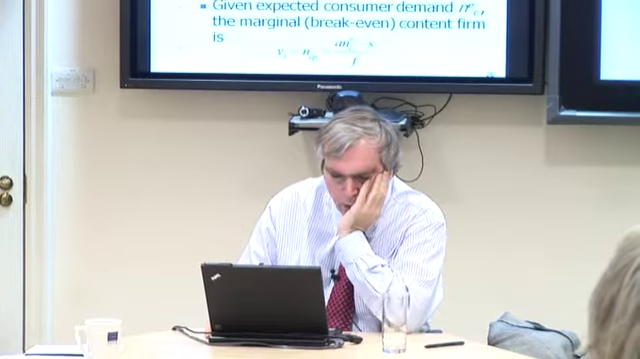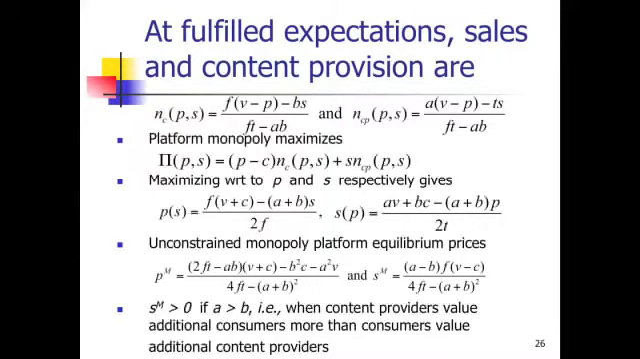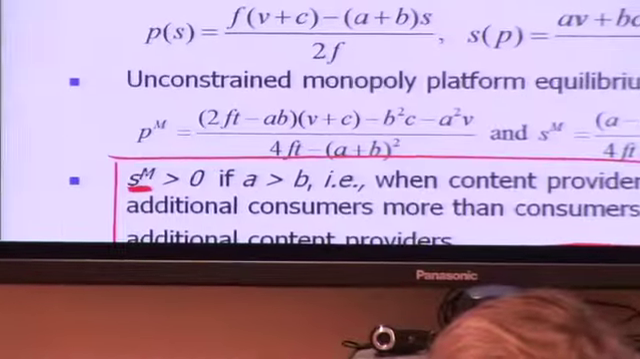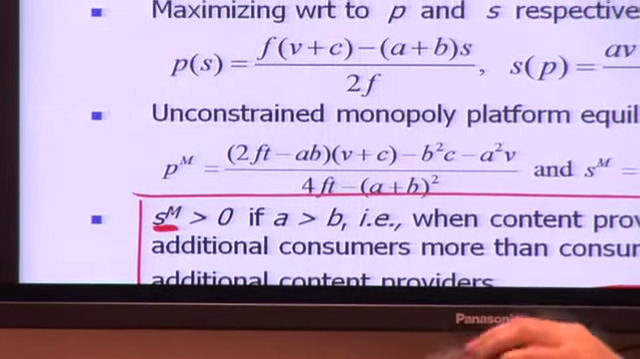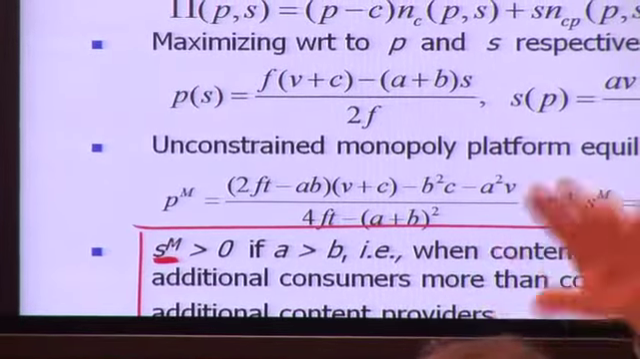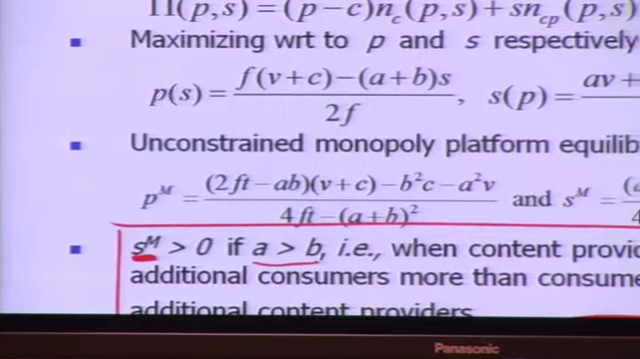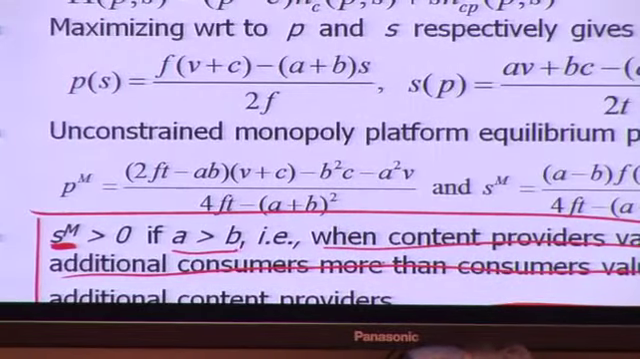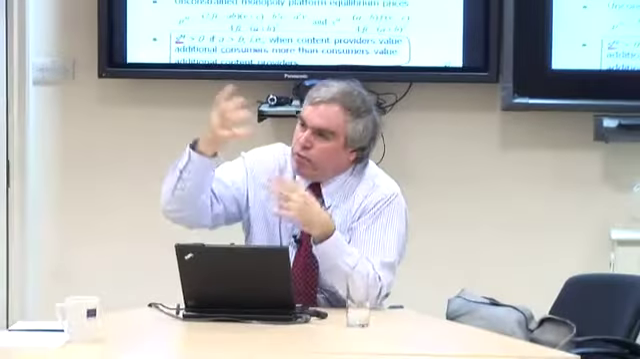Okay, so don't worry about this. I'm skipping this. I want you to just pay attention to the last part. So I think of the previous page as where I computed an equilibrium. You don't have to see all the details of the equilibrium. But the equilibrium involves a fee by AT&T to the provider side of the market, which is positive if A is bigger than B, which means when content providers value additional consumers more than consumers value additional providers. So this is a specific condition which we can test in every network of this type: is A bigger than B or B bigger than A? And if A is bigger than B, then I know that AT&T will want to charge a positive fee.